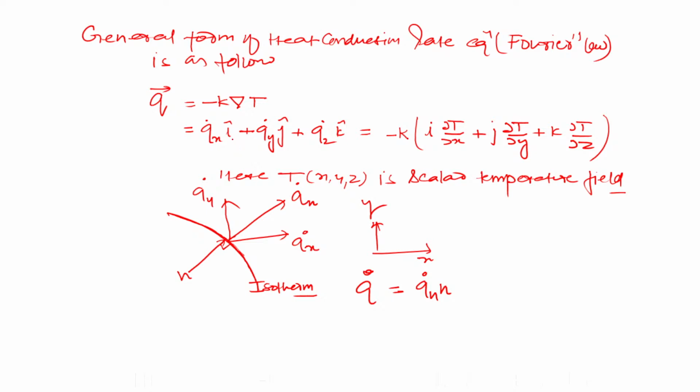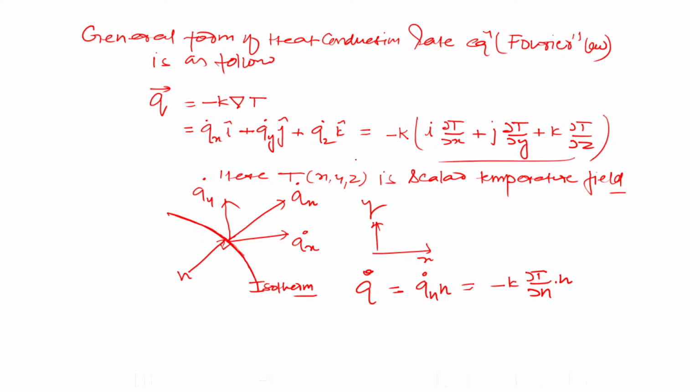Here i is the unit vector along x, j is the unit vector along y. n is also a unit vector in the normal direction of the surface. So you can write minus k into del T upon del n into n. n is a vector quantity. Is this clear? Just try to understand, but the main equation is this one.